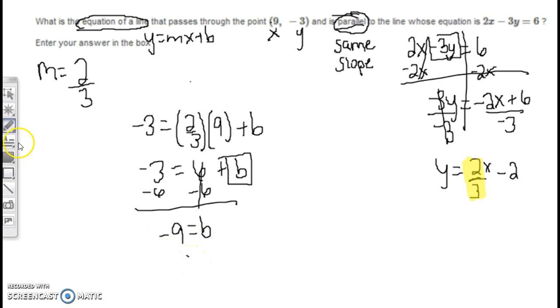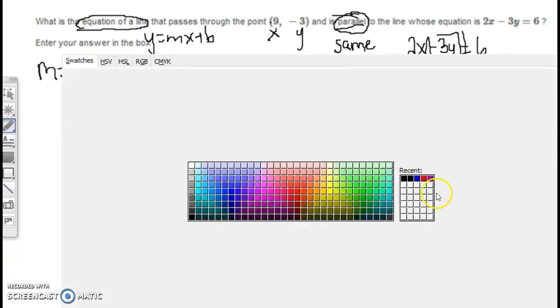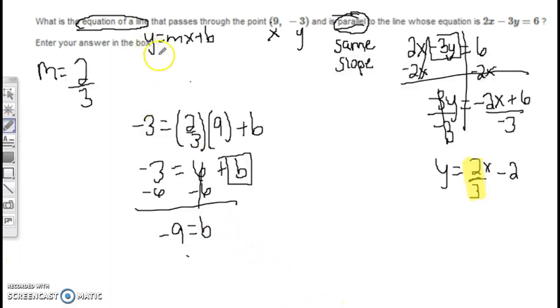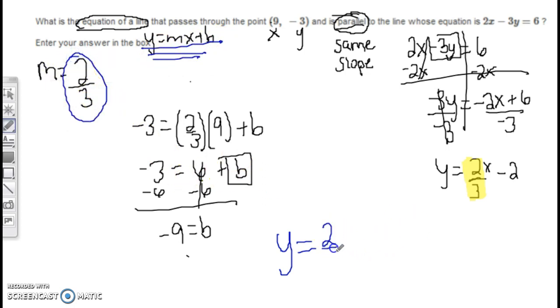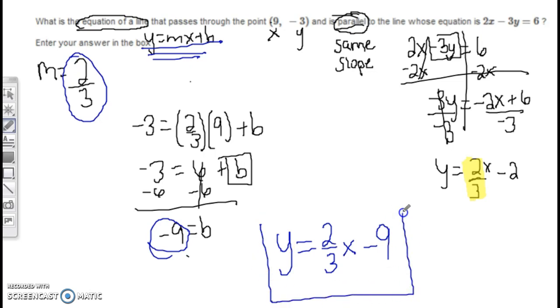So we've done a lot of work here, but we are finally ready to write our final answer. So we want the equation of a line. So y equals, our m is 2/3, so 2/3 x, plus our b is -9. So I guess I didn't really need the plus there. You could put plus -9, or you could just put -9. I kind of prefer -9, so I'm going to get rid of that plus sign. And that is the final equation for our new line.